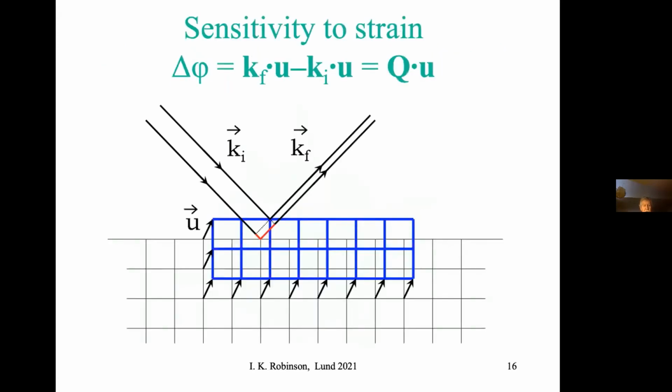And that comes through this picture where if you move a piece of the crystal, you shift the diffraction from that local region by an amount given by Q·u. And therefore, in the image, you would expect to see this shifted block of material coming out with a different phase from the rest of the crystal.